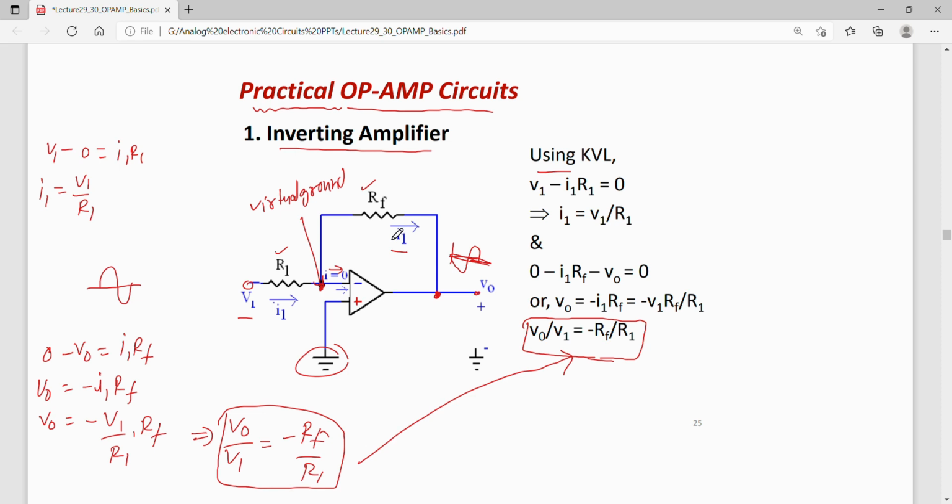So the gain of this operational amplifier is now controlled by these two resistances. It is not infinite. Open loop gain is infinite for an ideal op amp, but the closed loop gain is controllable via resistances.